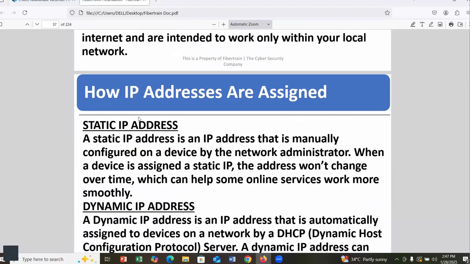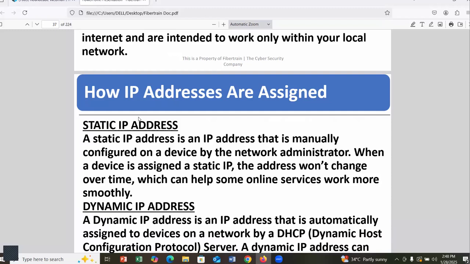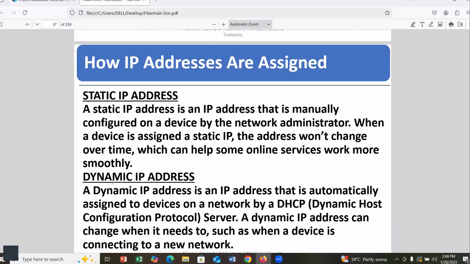So here now says that assuming we have a public or a private, how can we assign IP to our system? You can assign IP to your system on the network in two ways. The first one can be static or dynamic. So it's either you are using a static or you are using a dynamic.